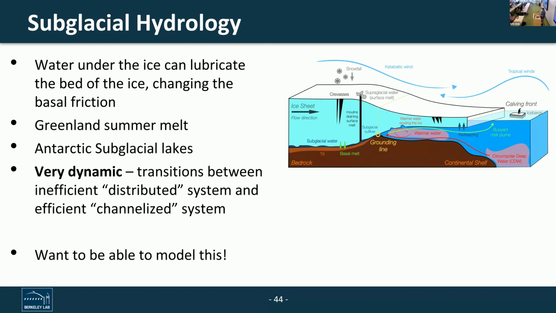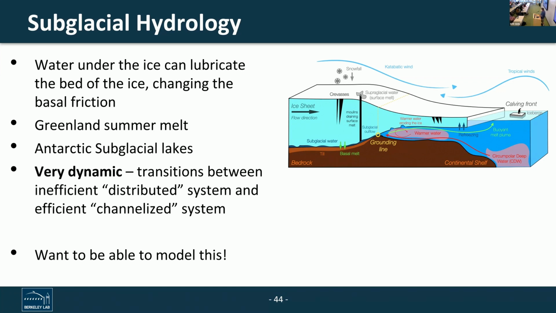But then we also have this weird transition where, if you have a big film of ice, you can imagine that's a very effective lubricant, but it means that the water is not very efficient at getting out of there. And so at some point during the melt season, you have more and more water getting in there, and it develops this efficient network of channels which take the water from the inland and take it out. So at that point, once you have this channelized system, you're very efficient at moving the water out from under the ice, but it also means you lose your lubrication and the ice slows down again.